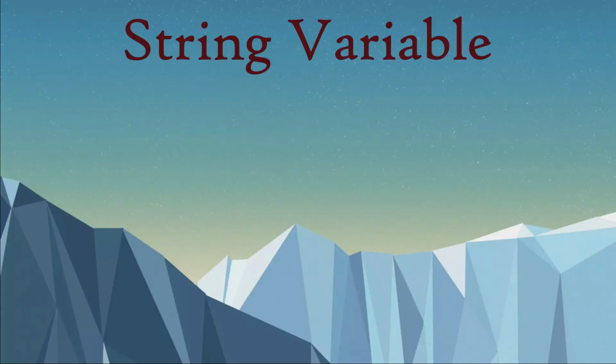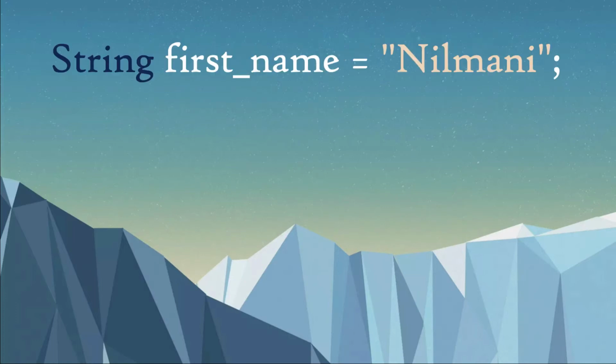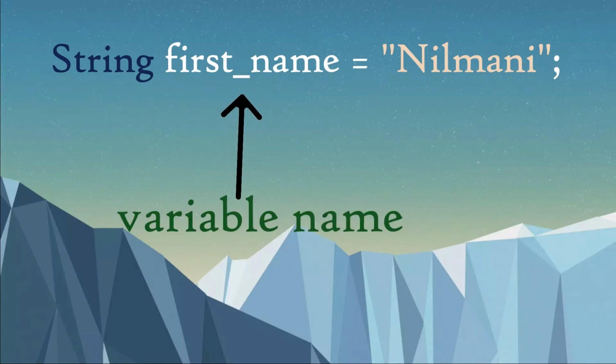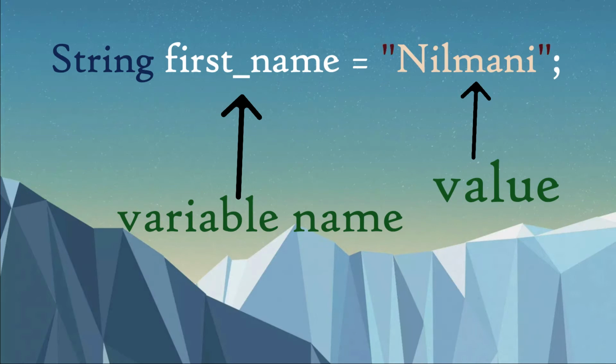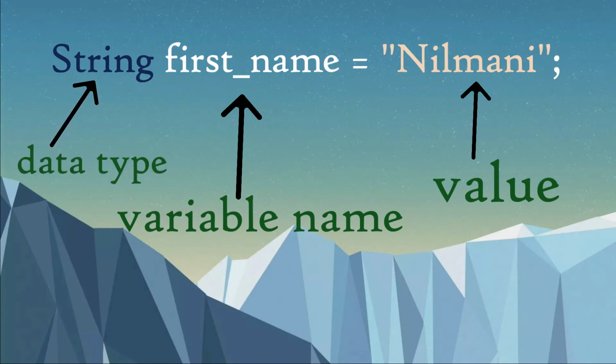Suppose we have to store the name of a person, then we will use a string variable, because a name is made of characters or letters, and more than one character makes a string. Let's see an example. string firstName = "Nilmani". In this case, the name of the variable is firstName. The value of the variable firstName is Nilmani, and it is not a number. It is text, and text is a string, so it is written inside double quotes. So if the data is text or a string, then we will use string as the data type before the variable name.